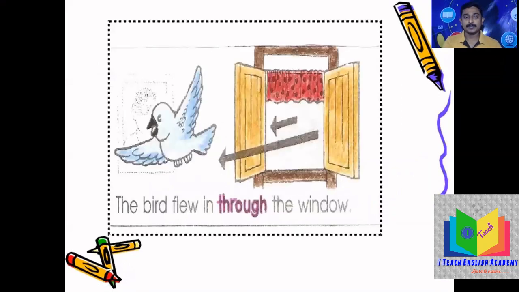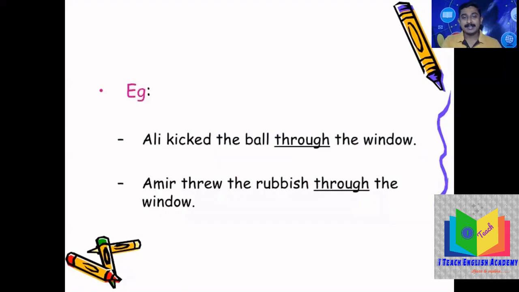These are some examples. The bird flew through the window. It shows the direction through what? Through is a preposition which shows in between or inside. Ali kicked the ball through the window. Amir threw the rubbish through the window.